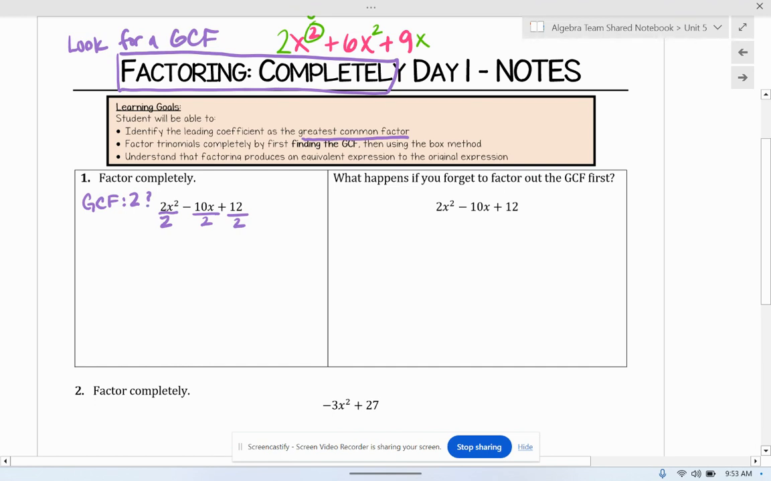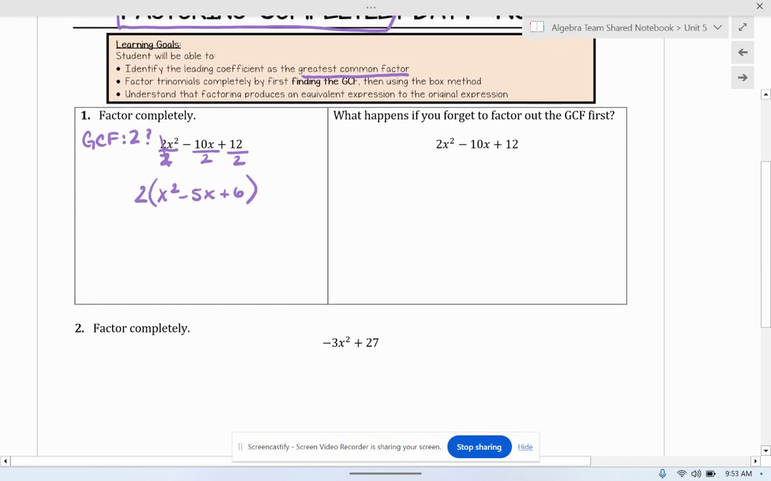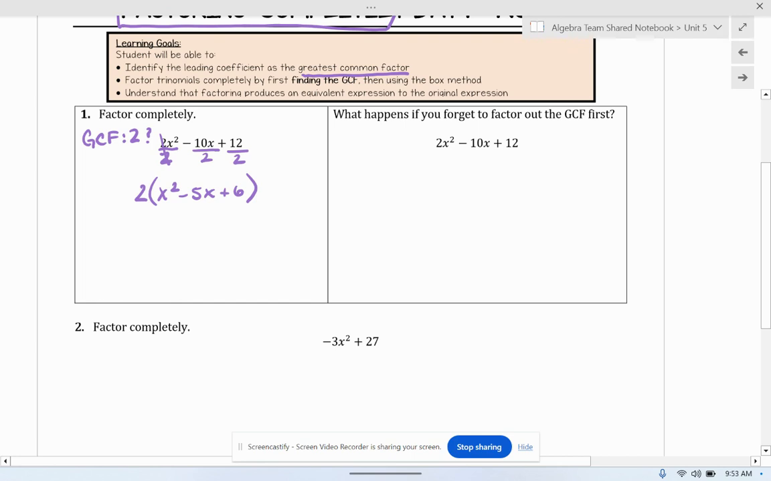All right, so 2x squared divided by 2. These will cancel, and you'll be left with x squared. Negative 10x divided by 2 is going to give me a negative 5x. And then 12 divided by 2 is going to give me a 6. The GCF goes on the outside, all in parentheses. And yeah, everything divided nicely. So I have factored out a GCF of 2.